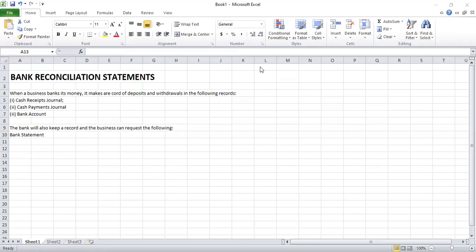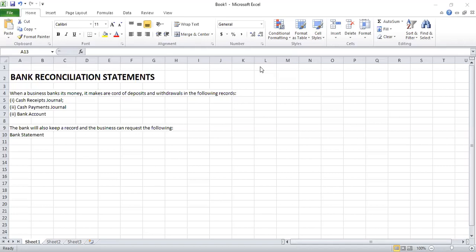Because these two parties are recording exactly the same thing, we would expect that at the end of the period, whatever is recorded by the bank should also be recorded by the business. So if we are saying our balance is 10,000, the bank should also say our balance is 10,000. But it so happens that it doesn't happen like that. When we are saying our balance is 10,000, the bank can say you have got 11,000 or you have got 6,000.